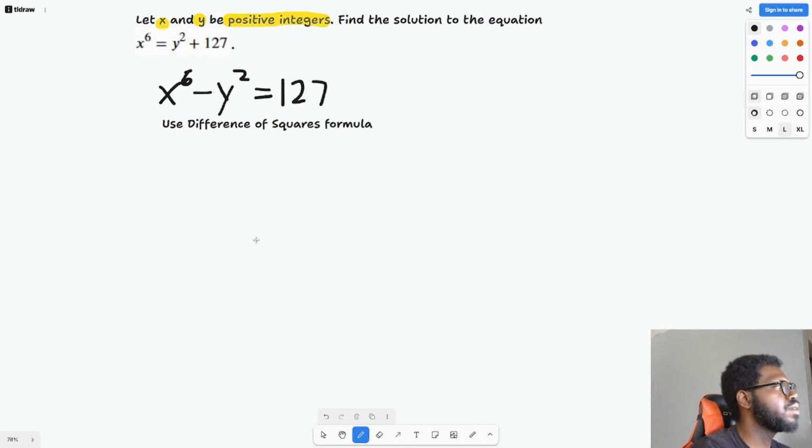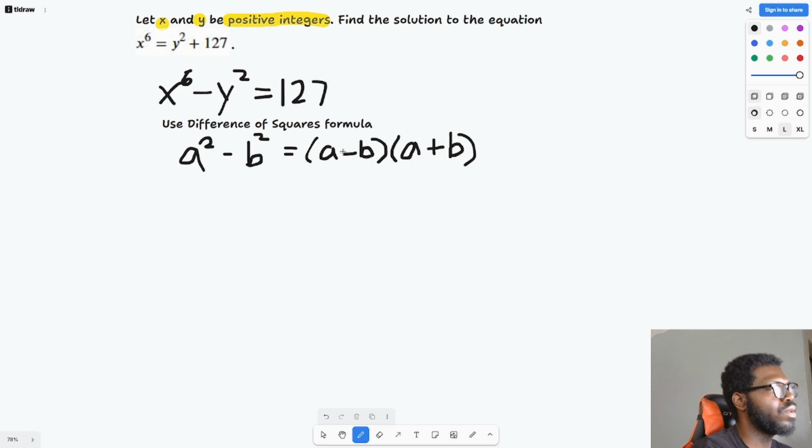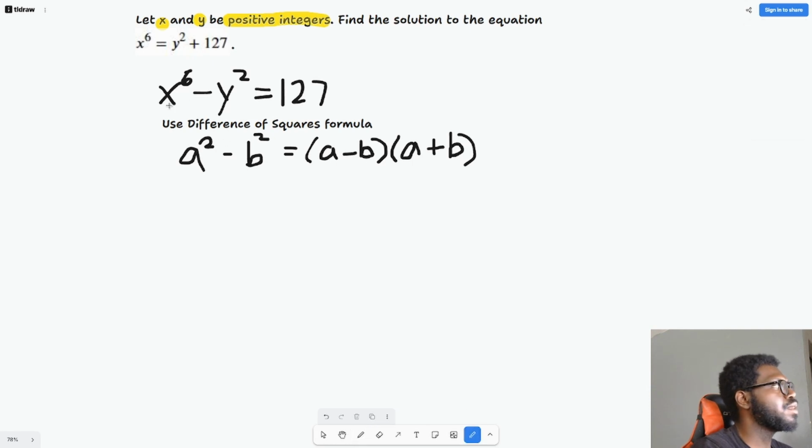In case you don't remember, the difference of squares formula says that a squared minus b squared is equal to the quantity a minus b, times the quantity a plus b. Now, hold on, I know what you're thinking. You're probably saying to yourself, hey, this doesn't look right. We have this y squared here, but we also have this x to the sixth power. But this difference of squares formula doesn't have an exponent of 6. What the heck are we going to do?